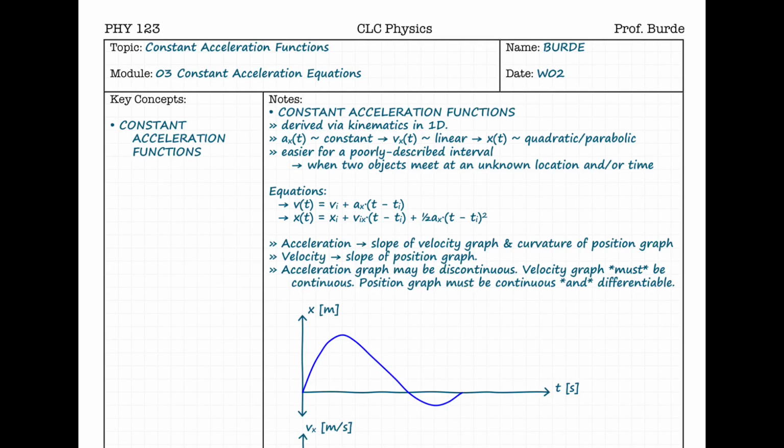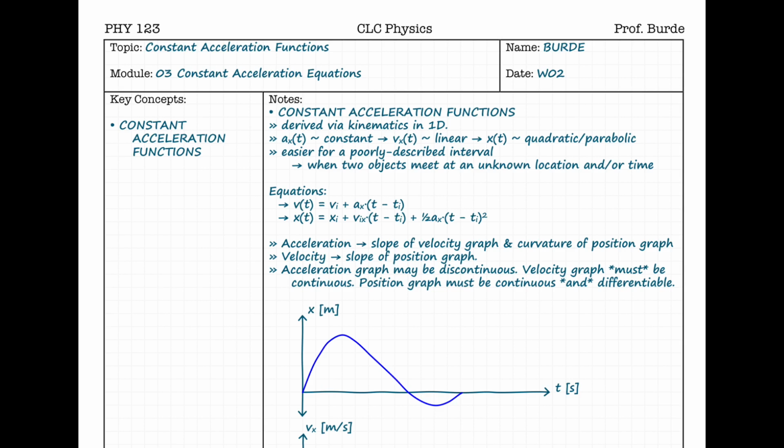An alternative way to describe motion with constant acceleration is to use the constant acceleration functions. These are very similar to the constant acceleration equations. The derivation parallels them in many ways, but there are a few key differences here.